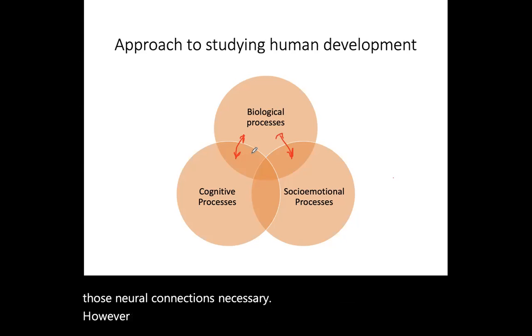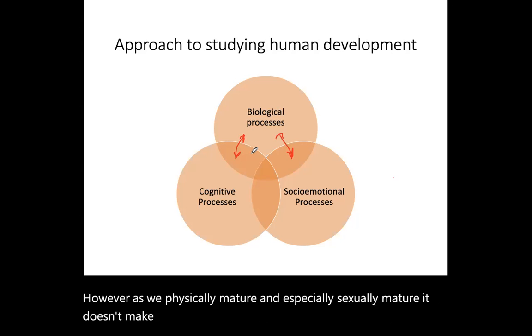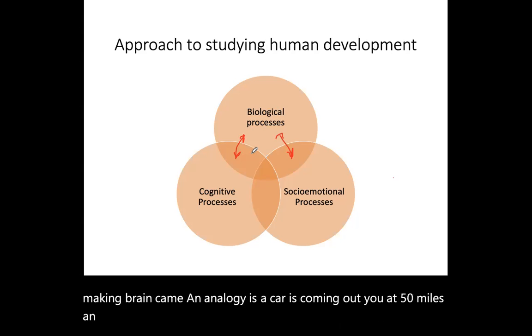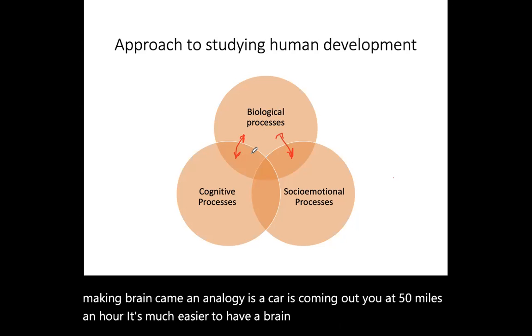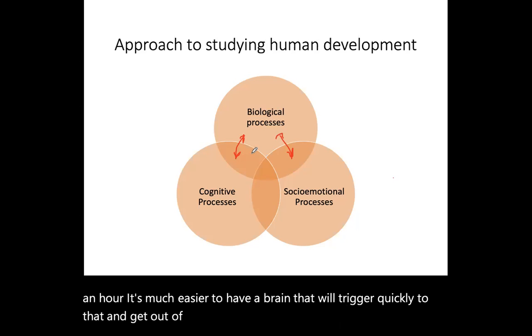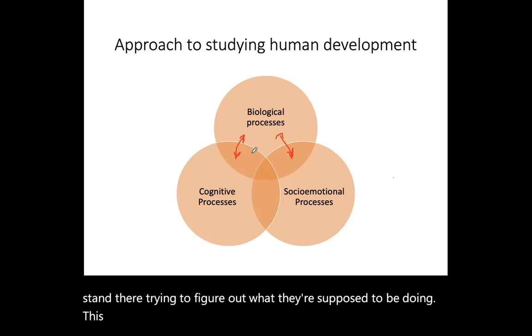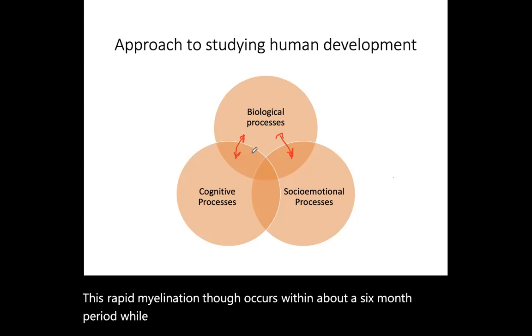However, as we physically mature, and especially sexually mature, we need a much quicker decision-making brain. Okay, and an analogy is a car is coming at you at 50 miles an hour. It's much easier to have a brain that will trigger quickly to that and get out of the way versus a young child who might just stand there trying to figure out what they're supposed to be doing. Okay. This rapid myelination, though, occurs within about a 6-month period while a person is going through puberty. Okay. And so what does this mean?